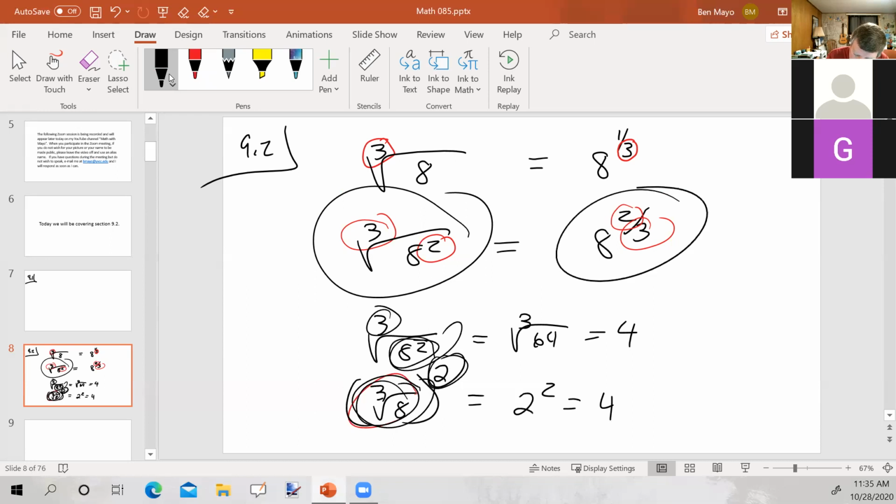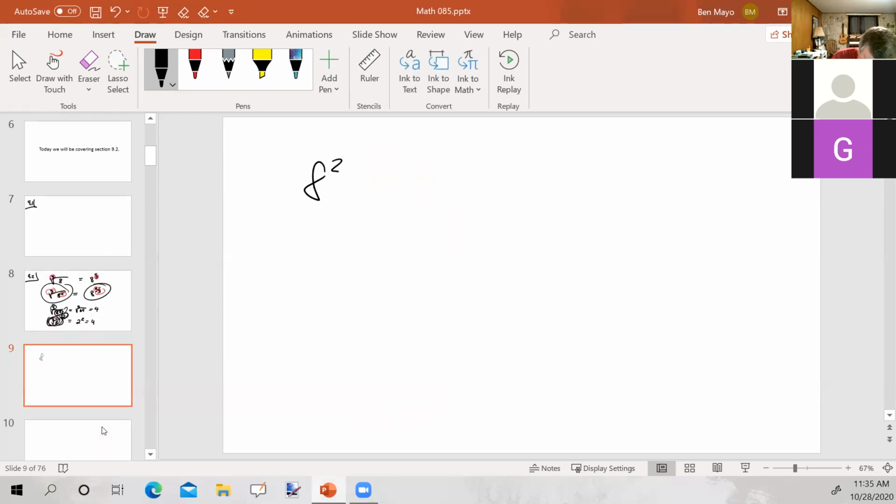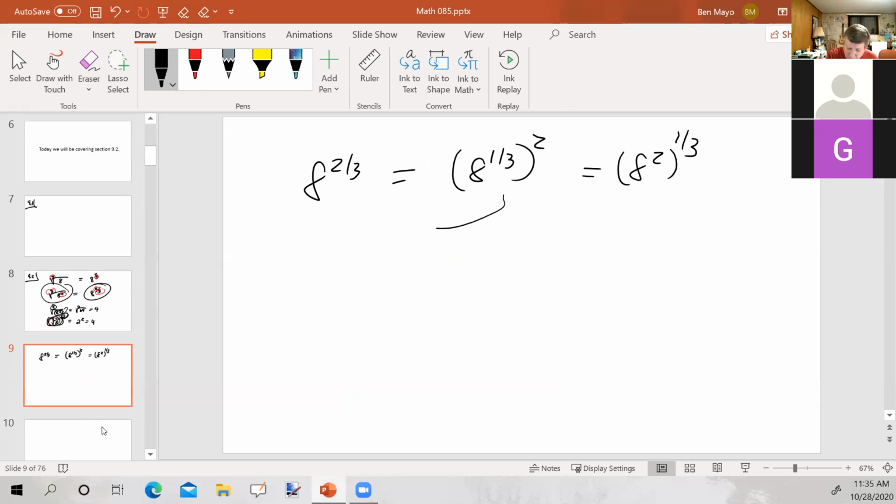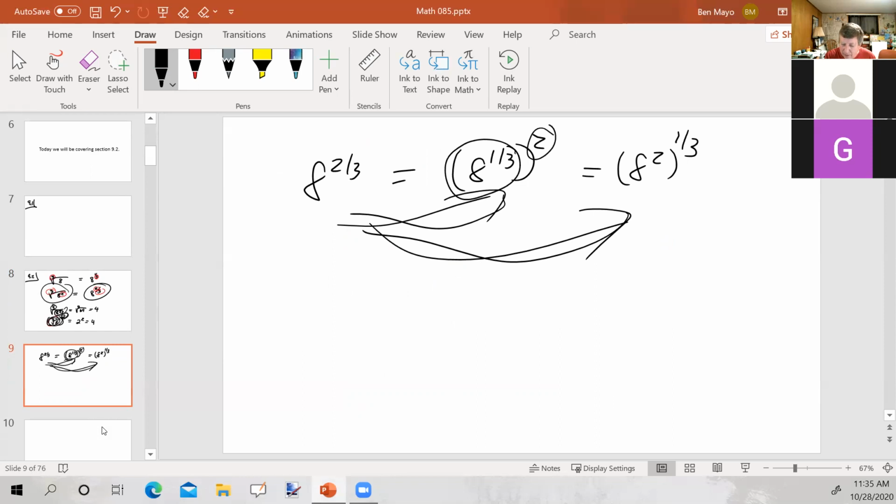Now, let's go back to this. 8 to the 2/3 power is equal to 8 to the 1/3 power squared, is equal to 8 squared to the 1/3 power. In other words, I can pull it apart. This would equal that, and this would equal that. So likewise, I can do it either way. Here I'd be doing the root and then the power. Here I'd be doing the power and then the root. And as long as they're both real, you can do it in either order.